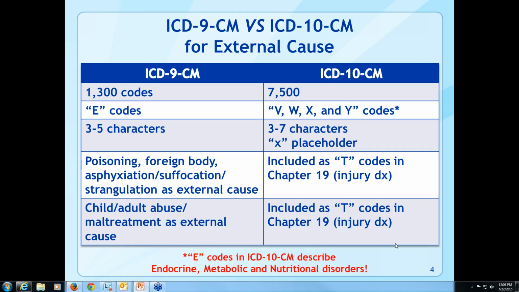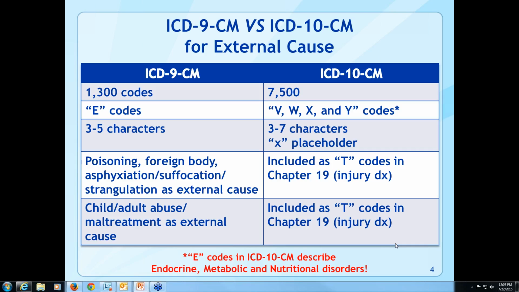In ICD-9-CM, the external cause codes were also known as E codes because the code began with the letter E. But in contrast, the external cause codes in ICD-10-CM now start with the letters V, W, X, or Y. So you should no longer refer to the external cause codes as E codes. The term E codes in ICD-10-CM, that is, the codes that begin with the letter E, now refer to codes that describe endocrine, metabolic, and nutritional disorders. So clearly, nothing related to injury.